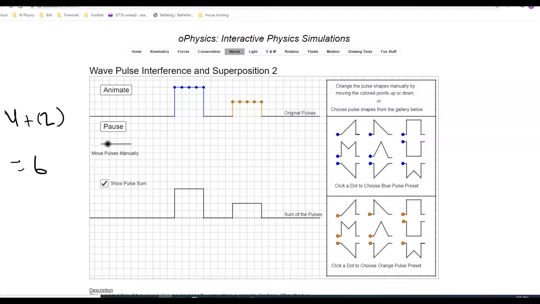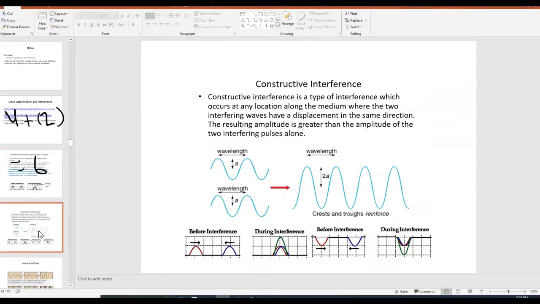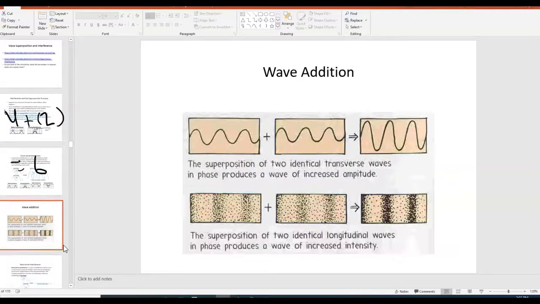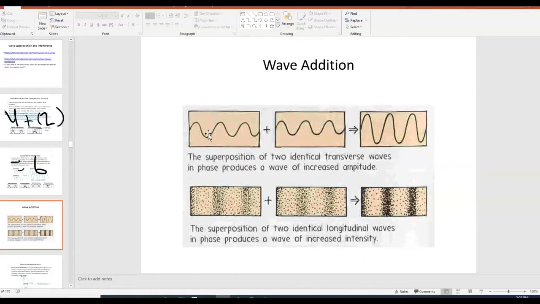Okay, and then because of superposition, you have two types of interference, either constructive or destructive interference. As we go through the notes, you can pause here and read what it says, but it's basically just talking about what we just talked about before. Constructive interference is a type of interference where the resulting amplitude is greater than the amplitude of the two individual pulses by themselves. In other words, you add these two waves together and you get a bigger wave.